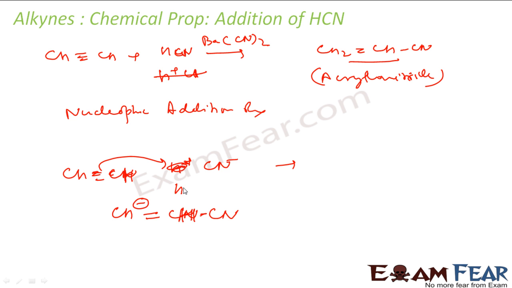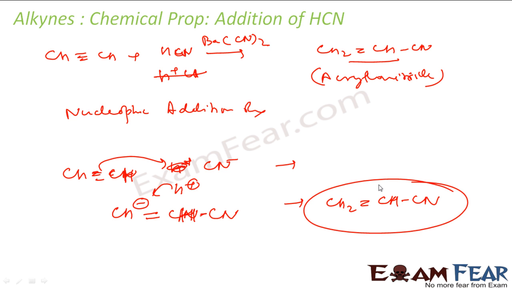So on this my H plus will attack. So you will get CH2 double bond CH and CN. This is my acrylonitrile. Correct? So this is used to manufacture polymers or something like that. Please note, the other reactions which we have learned were electrophilic addition. This is a nucleophilic addition reaction.